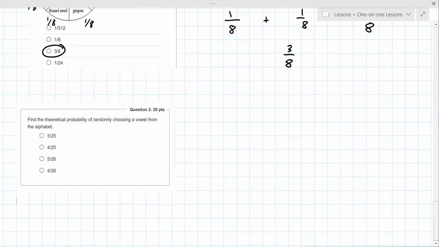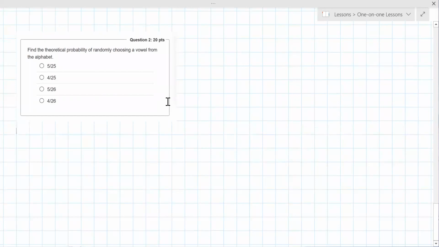All right, so now the next one here. It says, find the theoretical probability of choosing a vowel. Hang on just a second.